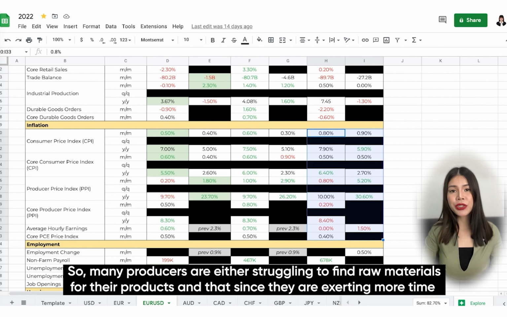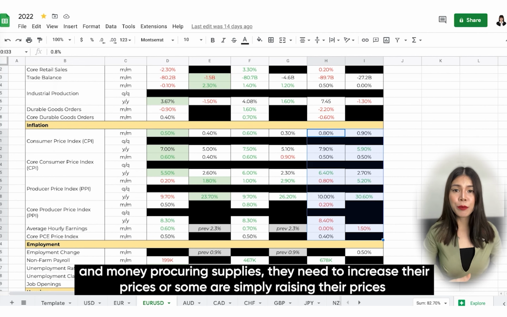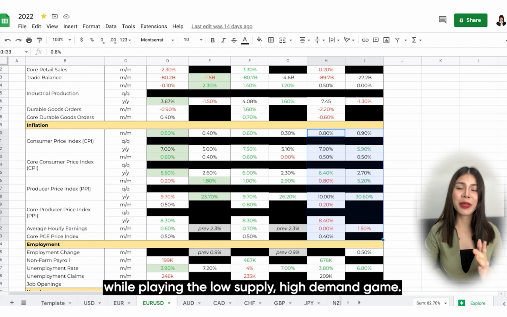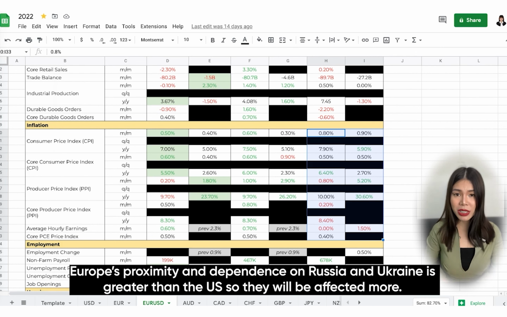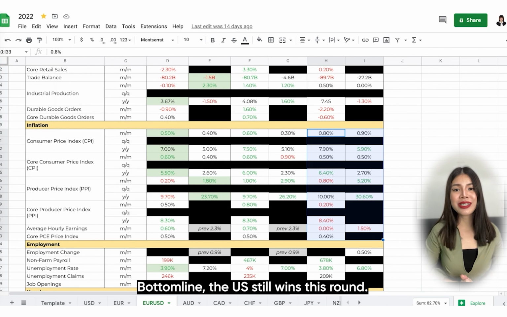So many producers are struggling to find raw materials for their products, and since they are exerting more time and money procuring supplies, they need to increase their prices, or some are simply raising their prices while playing the low supply, high demand game. Although the war affected everyone as there was suddenly a huge vacuum on the supply chain, Europe's proximity and dependence on Russia and Ukraine is greater than the US, so they will be affected more. Bottom line, the US still wins this round.